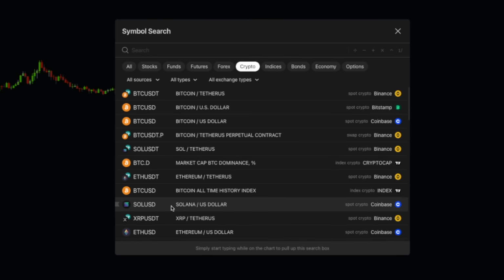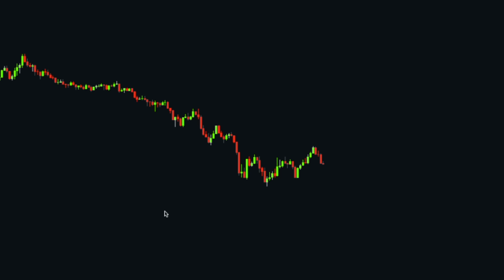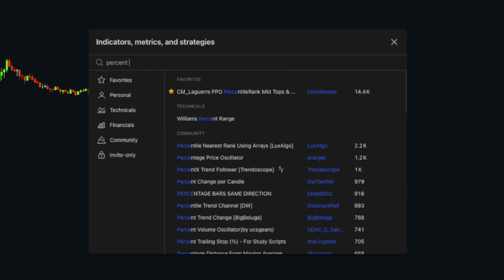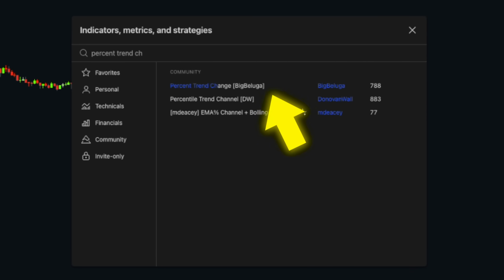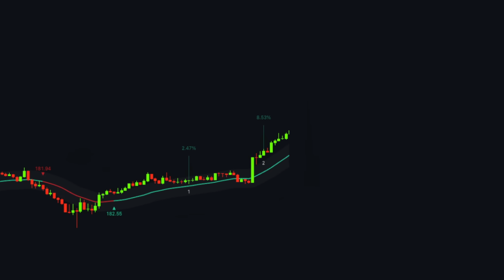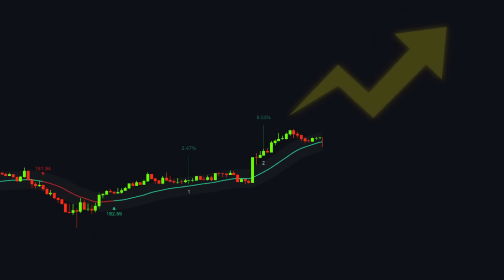Without further ado, open any chart on TradingView, head over to the indicators and type the name of the first tool, Percent Trend Change Indicator. Using John Ehlers' ultimate smoother filter, this tool brings a new level of precision to detecting trend changes, giving you the edge to spot reversals and ride momentum like a pro.